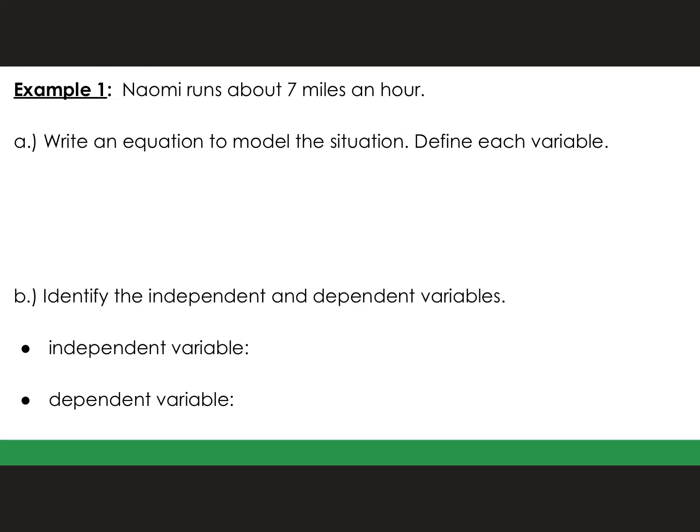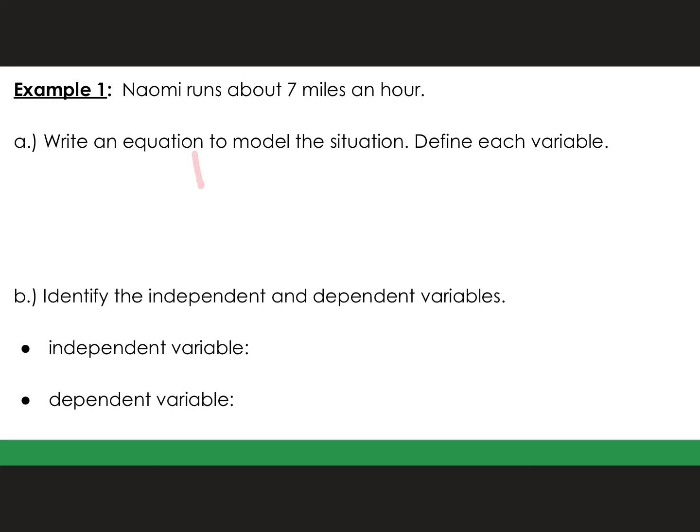Naomi runs about 7 miles an hour. This indicates 7 miles an hour. So how would we find out how many miles Naomi ran? We would multiply 7 times the hours. So we need to write an equation to model the situation and define each variable.